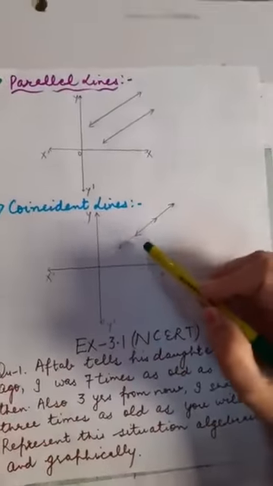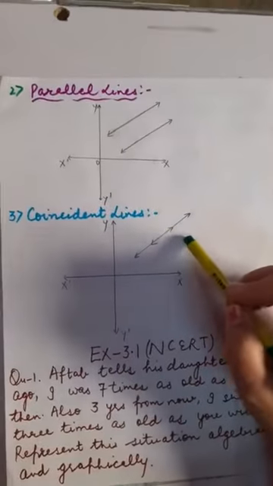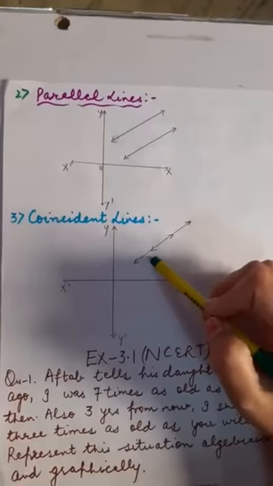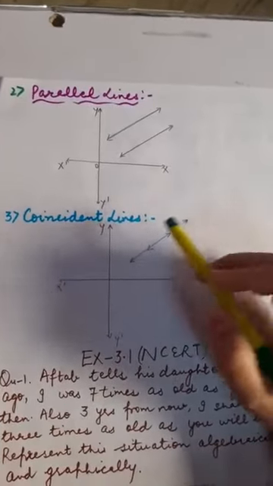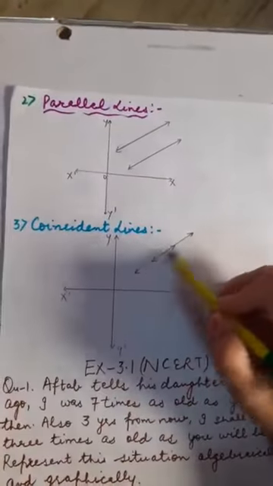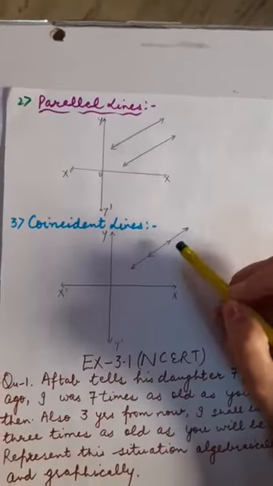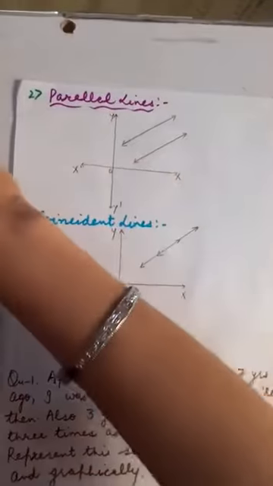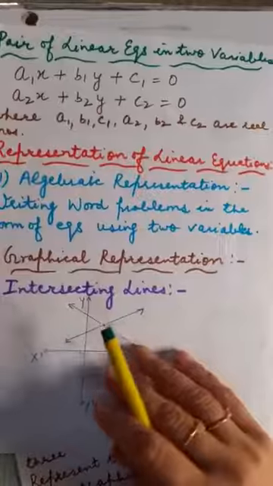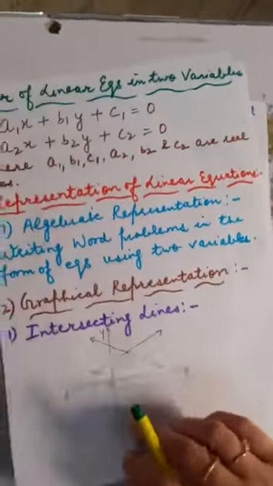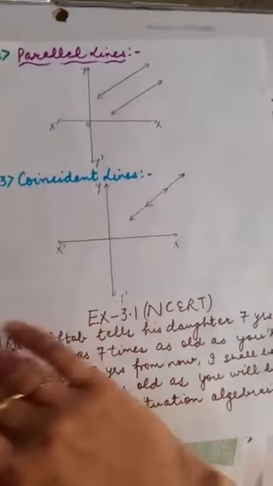Fine. Now the next is coincident lines. Coincident lines means after plotting the points of one line, then again you are going to plot the points of the another line. One line is going to overlap the another line. Means one line is coinciding the another line. So here there will be infinitely many solutions. Fine. And in case of intersecting lines, as I told you, they both are going to intersect exactly at one point. So only one solution will exist. Fine.